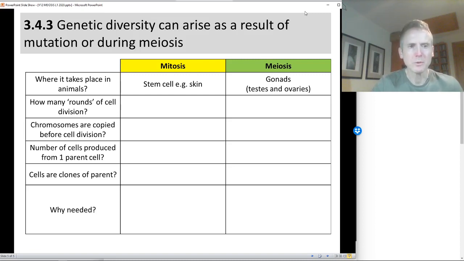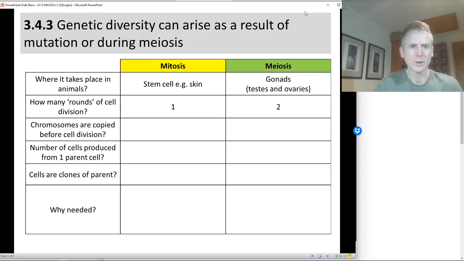Next one, how many rounds of cell division? And we'll call it rounds, and we'll see why probably on Friday, but I'll allude to it now. Well, there's only one cytokinesis step in mitosis. At the end of the G2 phase, it goes through mitosis. So at the end, there's one. In meiosis, there's two. Obviously, when one replicates, we get two cells, and then there's another round, so we get four.